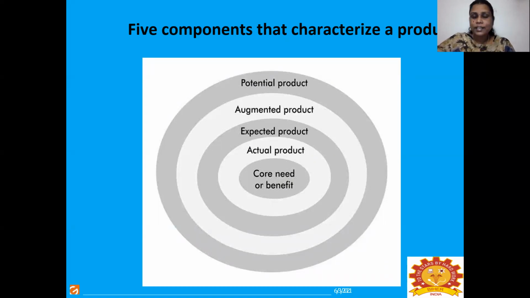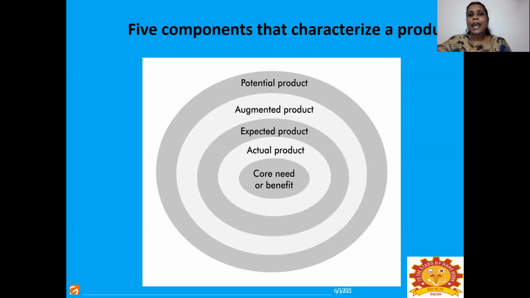Okay. Now, second is the augmented product. What is the augmented product? It represents all the additional services and goods. For example, your installation, your complementary products, your after sales service, your warranty, your shipping credits. All these come into the category of augmented product.